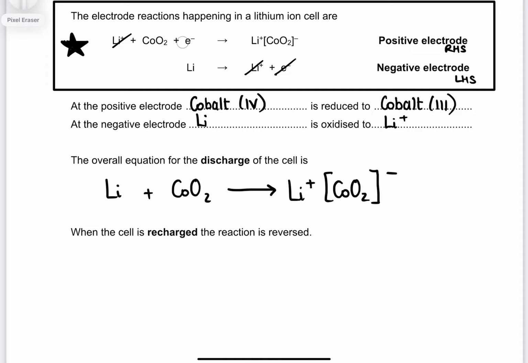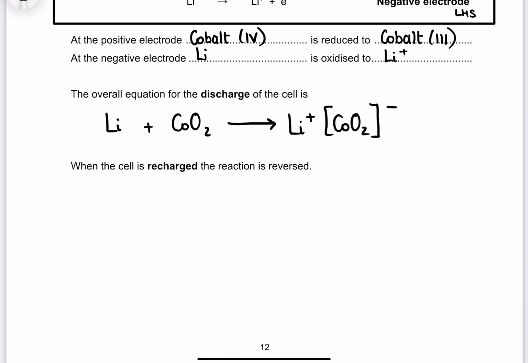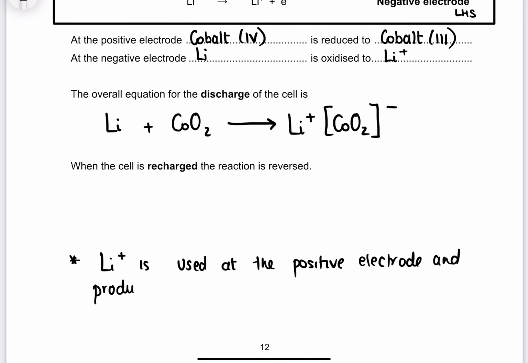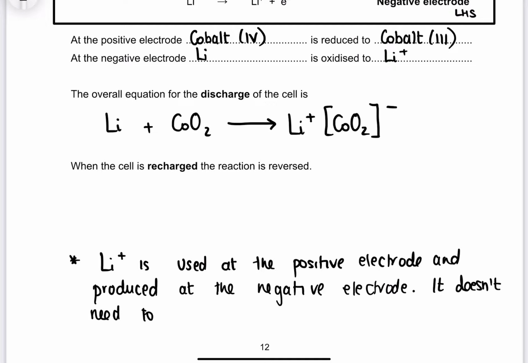I'm just going to undo my crossing out and just write a little note at the bottom. Li plus is used at the positive electrode and produced at the negative electrode. It's our electrolyte. It doesn't need to be replaced.